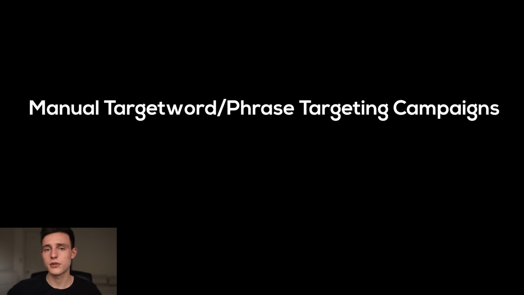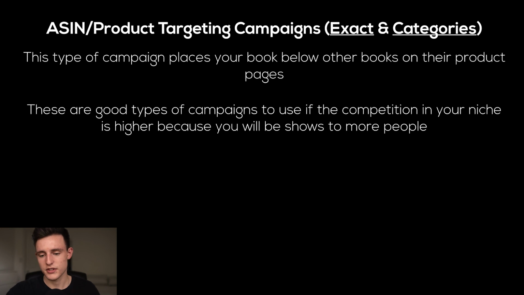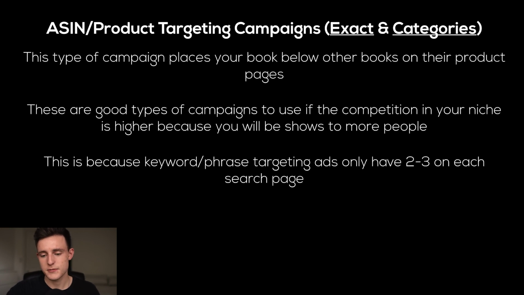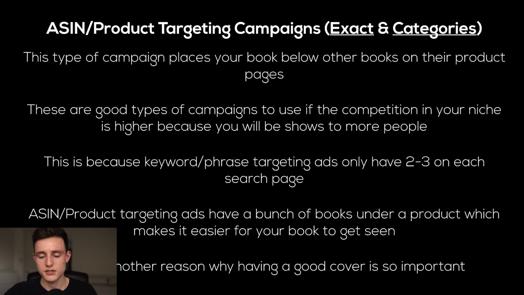competition. And only 3 or 4 of these actually show up on the first page for a keyword when someone searches it. With these ASIN product targeting campaigns, you can show up on the first page. If someone clicks on one of the books that ranks on the first page, your book will be an ad underneath that book on its product page. And I'll show you what these look like in just a sec. This is because keyword phrase targeting ads only have 2 to 3 on each search page, while ASIN product targeting ads have a bunch of books under a product, which makes it easier for your book to get seen by potential customers.